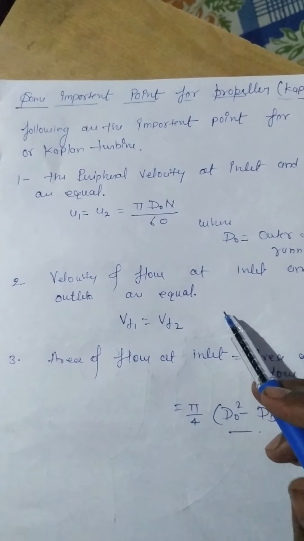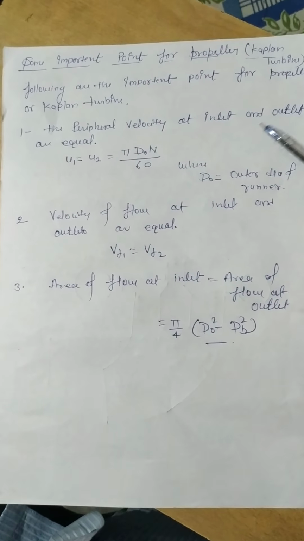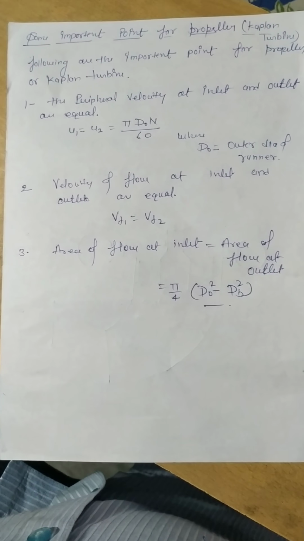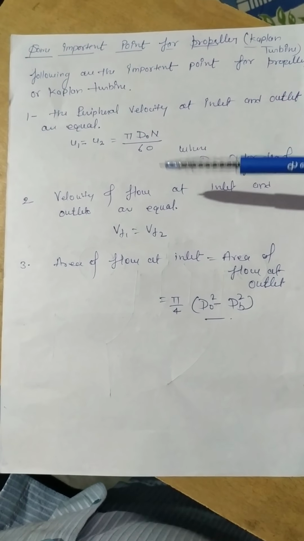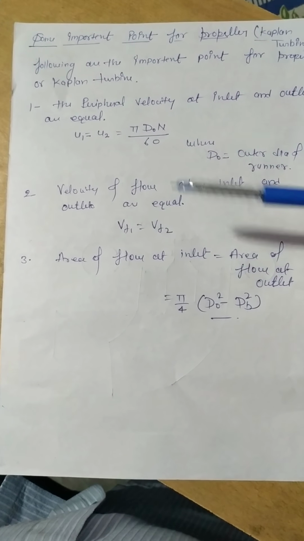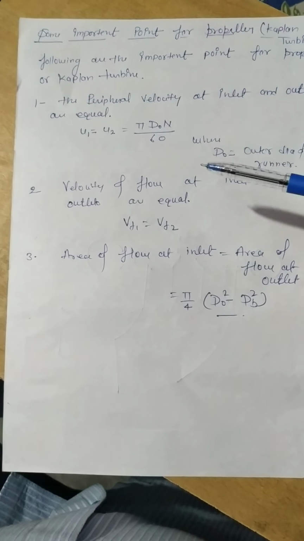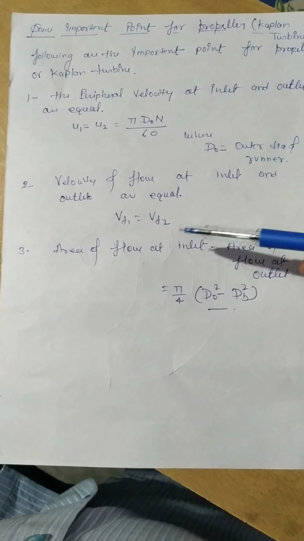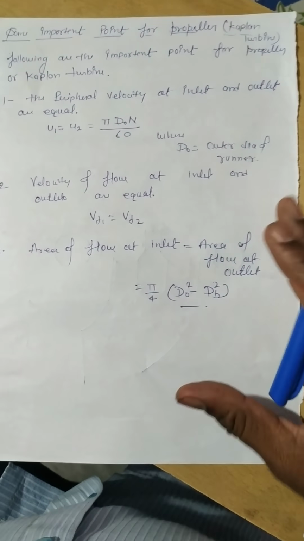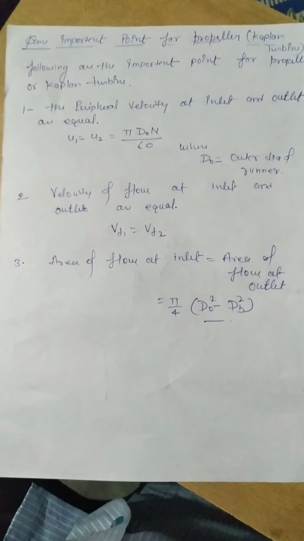Clear? Some important points for the propeller or Kaplan turbine. So these are the important points which will help you to solve the numericals, and once you see these formulas and important points, then in the next lecture I will provide you how to solve the numerical. As in the previous lecture I told you, it is a very common way that we are having the inlet velocity triangle and outlet velocity triangle. The formulas are quite the same, and we will solve the numerical accordingly.